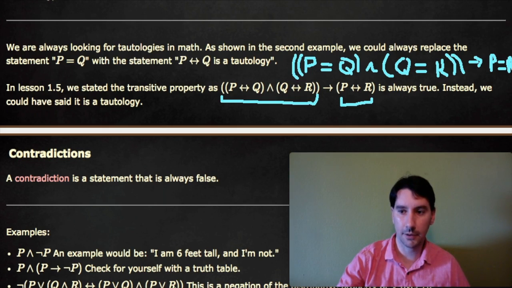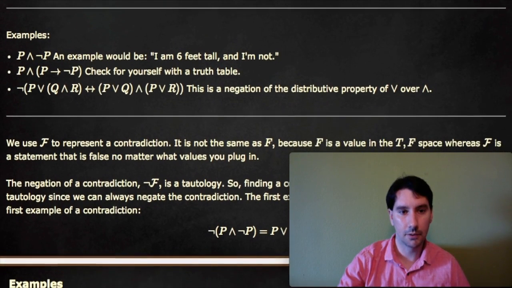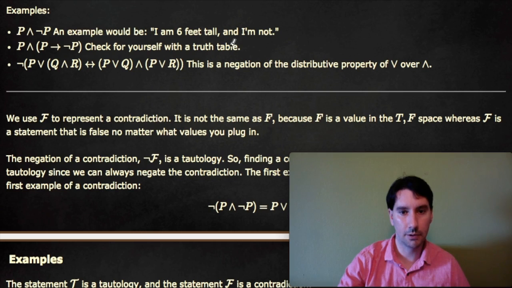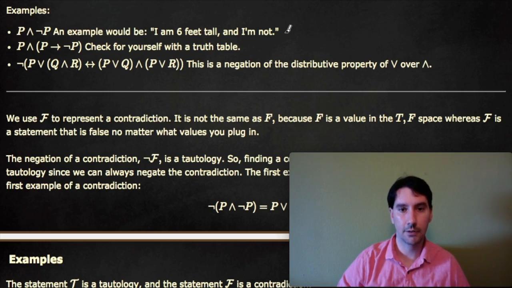On the other side of things, we have contradictions, which are statements which are always false. So, for example, P and not P, which in English could be something like "I'm 6 feet tall and I'm not." That's a contradiction, either you are or you aren't. Then there's P and (P implies not P). So I left it there for you to check with the truth table, but you should get all falses if you do the truth table correctly. And if you negate a tautology, of course, you're going to get a contradiction. So if you take something which is always true and say not that, you'll get something which is always false, and vice versa. So if you negate a contradiction, you get a tautology.